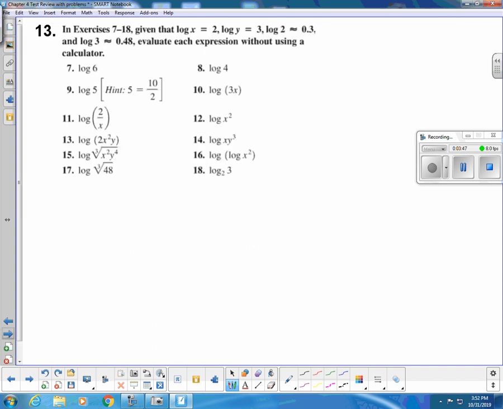Here you are expanding, and then you are substituting values in. So for all of these examples, you have the log of x, the log of y, the log of 2, and the log of 3. So these numbers have to be put in terms of those things. Let's look at number 14. Okay, so we have the log of x, y cubed.